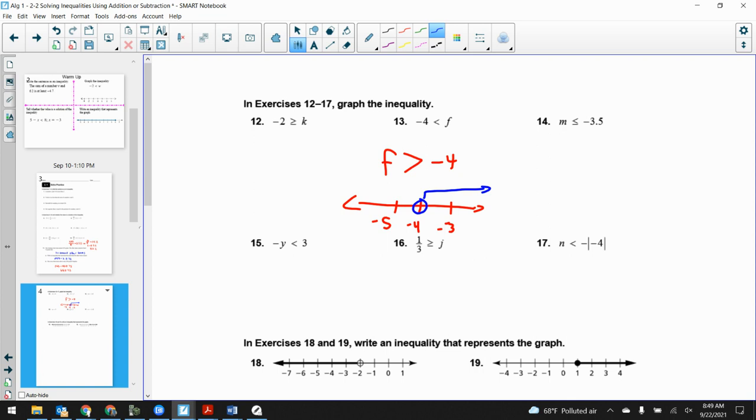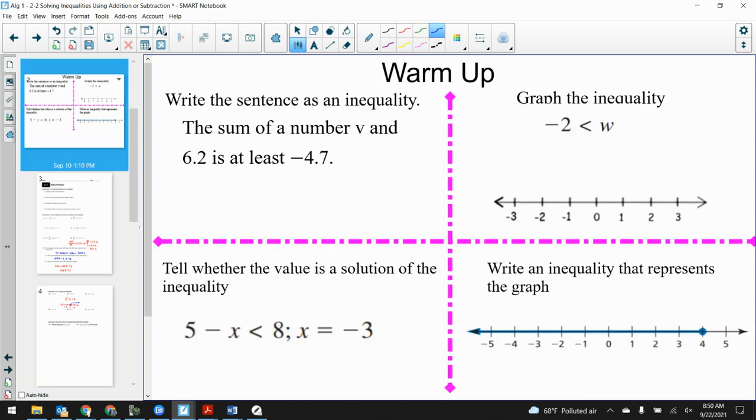All right. Any other questions on the homework before we get to today's notes or to the warm up? All right. Let's do the warm up. Let's do these 4 problems.